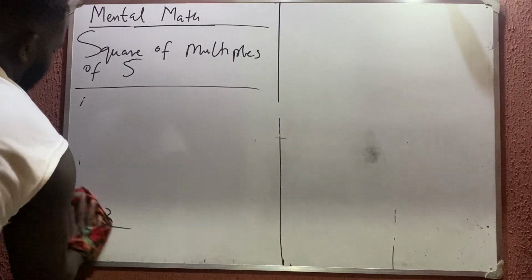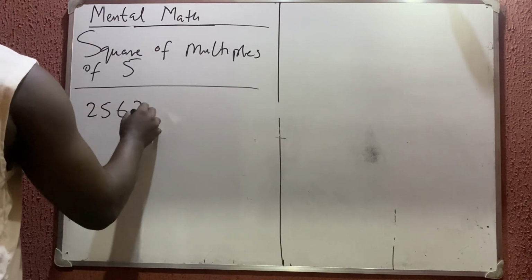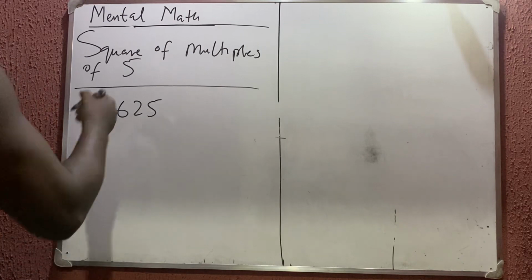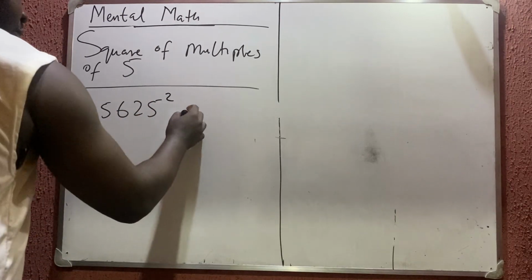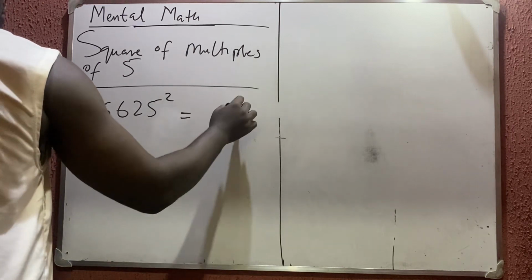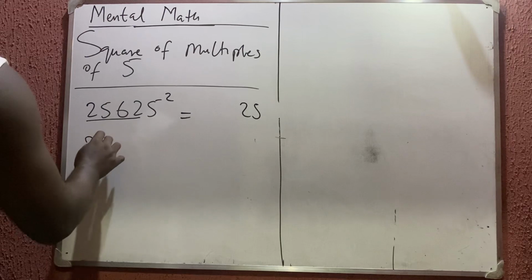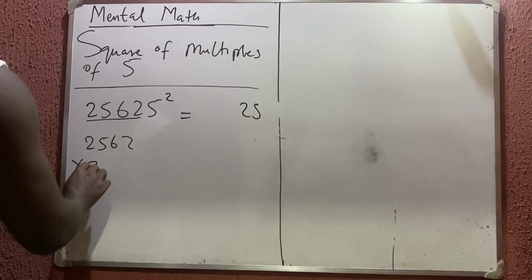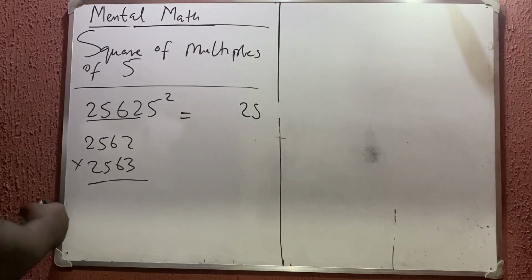So try this for me: 2625 squared. It's very simple. What you do is say 25 at the back, then from this line, that is 262 times 263. Any answer you get, attach it to this, and then that is the answer.